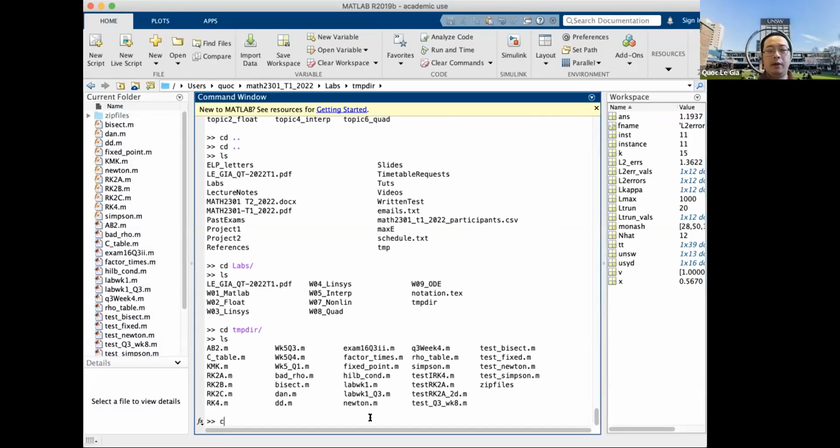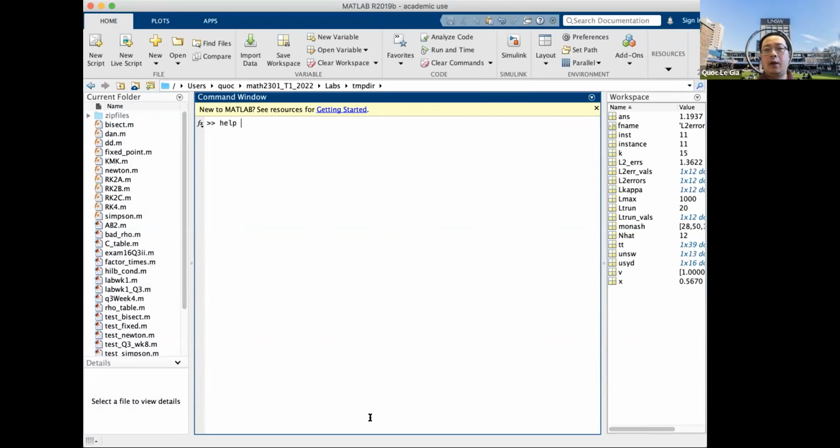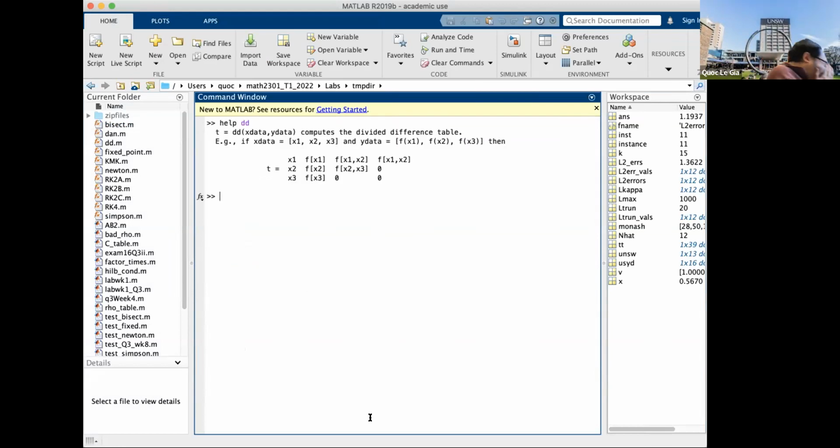So now we covered how to use dd in the lectures already. So now let me show you again. Suppose I have dd here, I just say help dd. Sorry. So you see that you have to enter the x values and the y values, and then dd will compute the divided difference table. And then you just read off the coefficients from the first row of the table here. Okay, so now we use it.